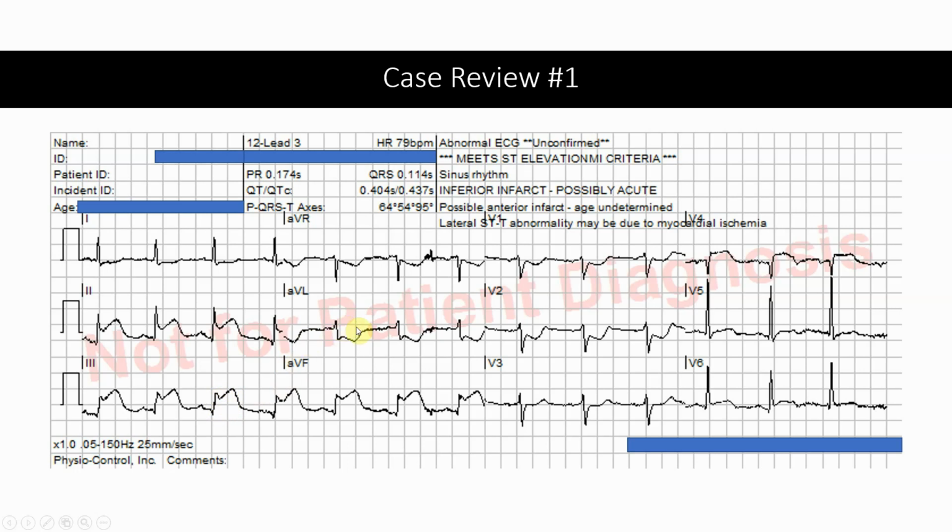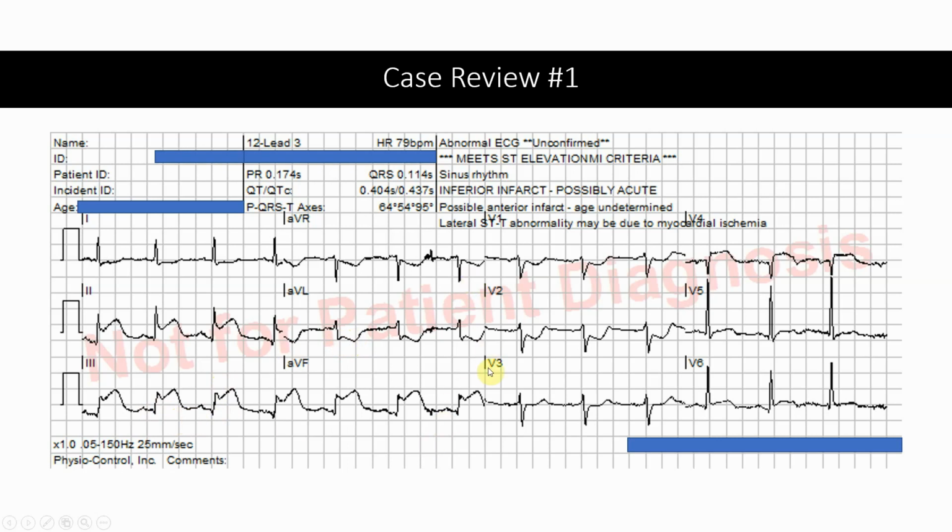Now remember, we said that the rule is that if you have elevation in 3, you will have depression in AVL. Sometimes, and actually probably more than sometimes, quite frequently, you will see ST depression in AVL before you see any obvious elevation in lead 3.